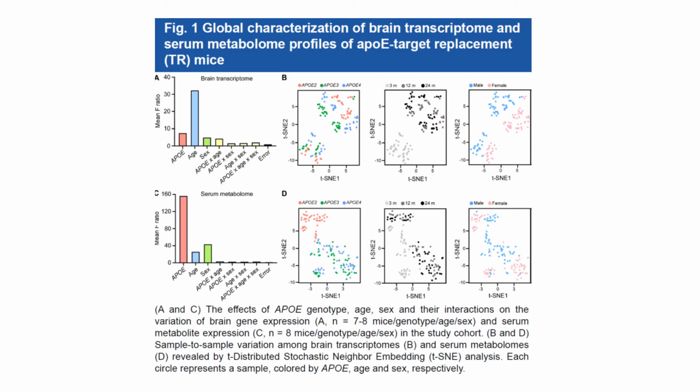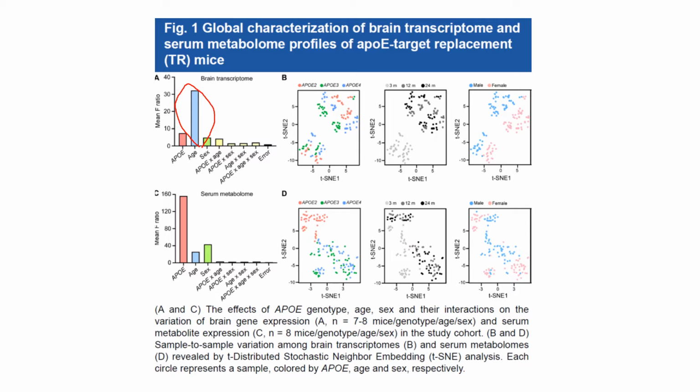The first thing we did in our analysis was to look at global characterization of brain transcriptome and serum metabolome profiles in our mice. So on the top side of this figure, panel A and B shows the brain transcriptome data. So here we can see that age had the strongest impact on the gene expression profiles. This finding was recaptured in panel B by the TSNE plots of our samples.